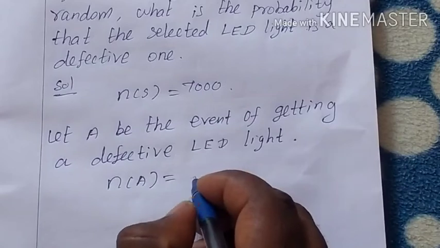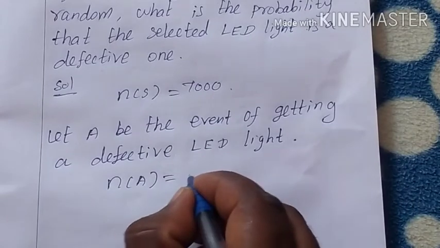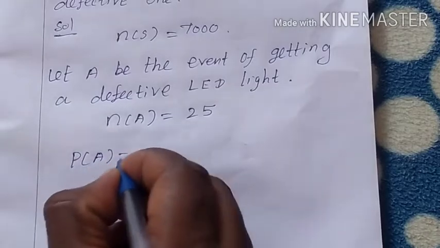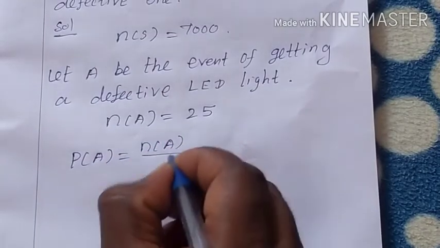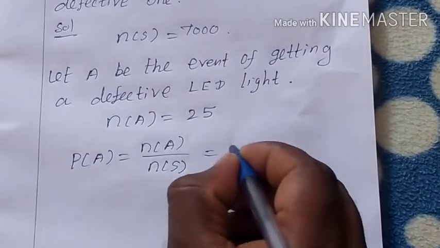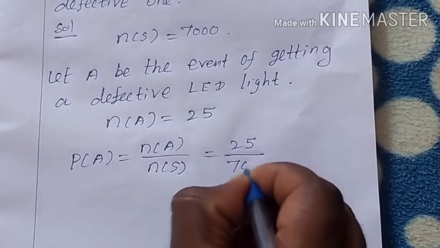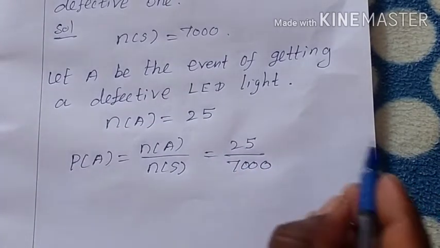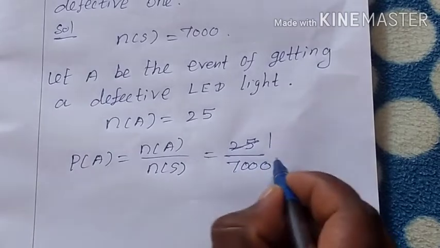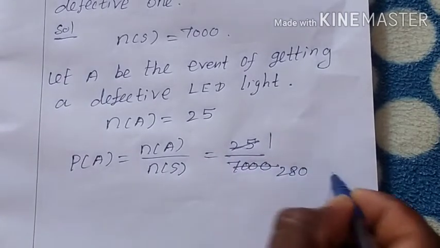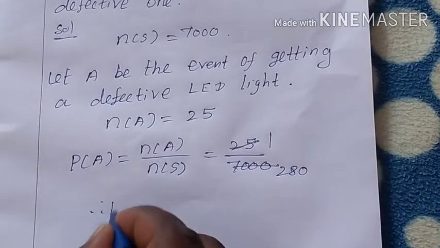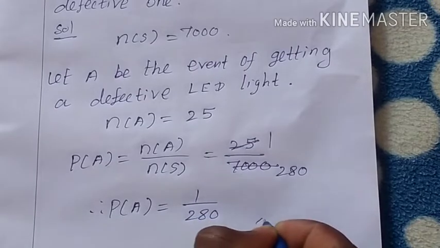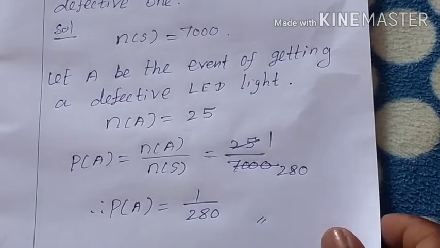Okay, the number of defective LED lights is 25, from the question. The corresponding probability P of A equals n of A divided by n of S, which is equal to 25 divided by 7000. Okay, so making the cancellation, 25 times 1 is 25, and 25 times 280 is 7000. Therefore P of A equals 1 divided by 280. That's the answer. Have you understood?